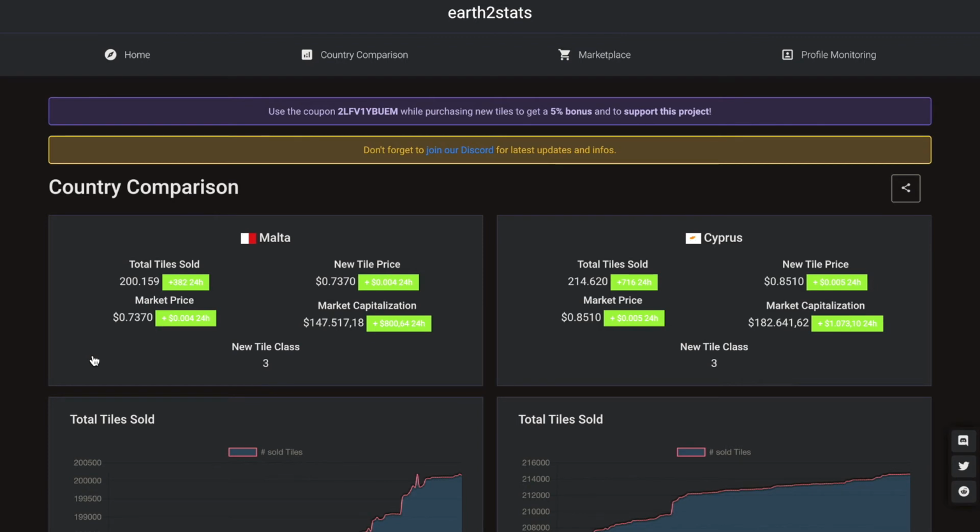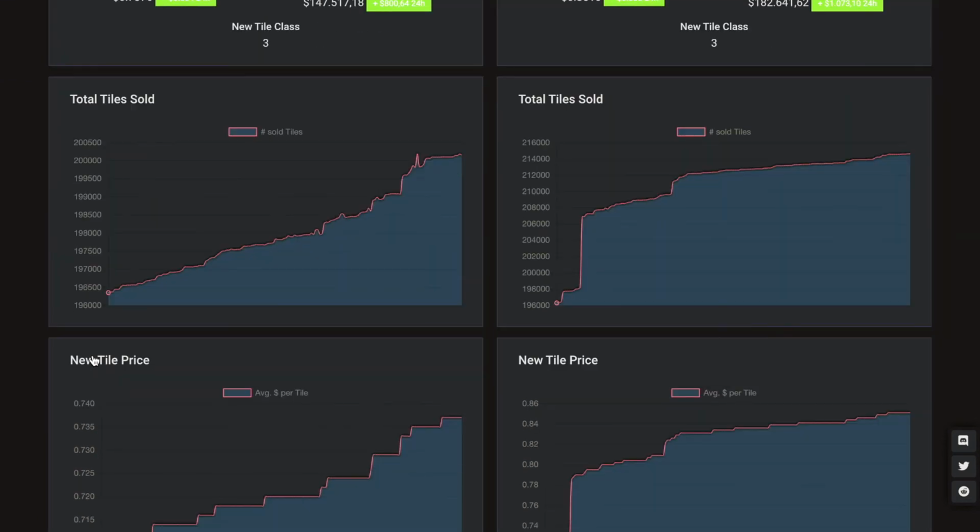We can then see the total tiles sold, which is 200,000 in Malta and 214,000 in Cyprus. This shows us that more tiles have been sold in Cyprus. Then it gives us a new tile price, the market price and the market cap. The market cap you can't actually find on the earth2.io website unless you're going to do some calculations yourself, so this is very helpful. You can also see the price increase in the last 24 hours, so although it's minimal, we can see that Cyprus has gone up by more. This might mean that Cyprus is looking like it's going to be a better buy as it's starting to pull away from Malta, but it's too small to count with just a 1 cent difference.